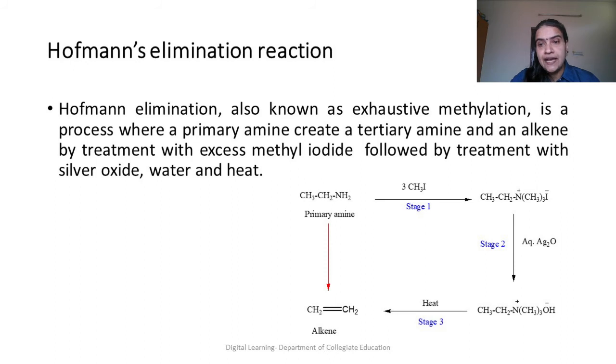So, in the previous reaction we had seen a primary amine when combining with excess alkyl halide will lead to the formation of quaternary ammonium salt. If the alkyl halide is alkyl iodide, for example, in this reaction we have taken a primary amine, then methyl iodide, CH3I, and we get the quaternary ammonium iodide. This quaternary ammonium iodide on combining with aqueous silver oxide gives the corresponding quaternary ammonium hydroxide, which on heating gives an alkene, that is ethylene, and the tertiary amine.